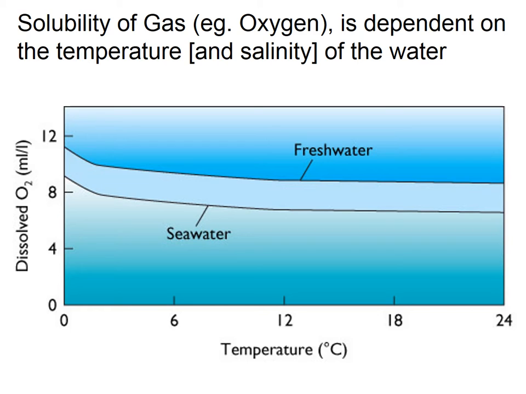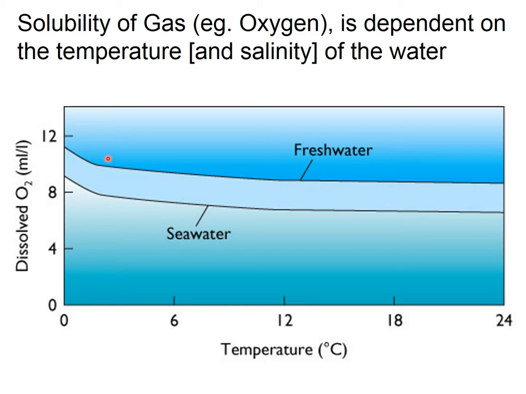So at colder temperatures, you can store more gas in the ocean. And it's also slightly dependent on salinity. Okay, and this graph here is a little bit misleading because it's showing that the salinity is making quite a big difference in solubility compared to temperature. Temperature goes in seawater from maybe 9 to 7 milliliters per liter of oxygen.